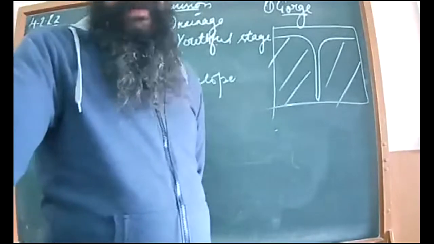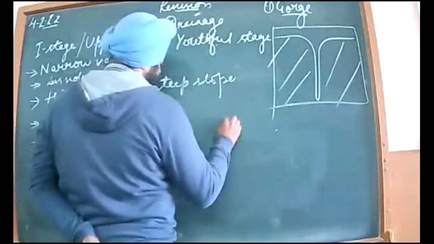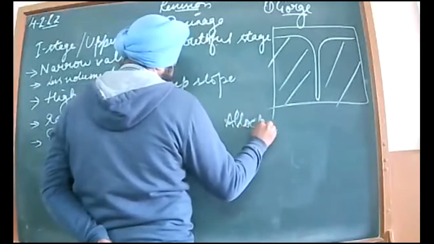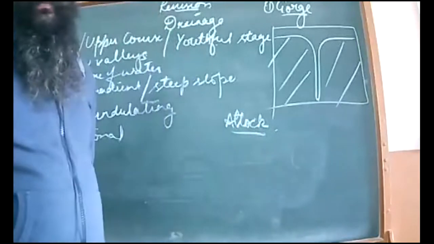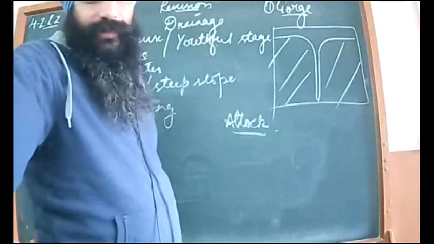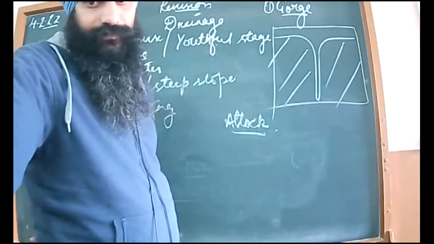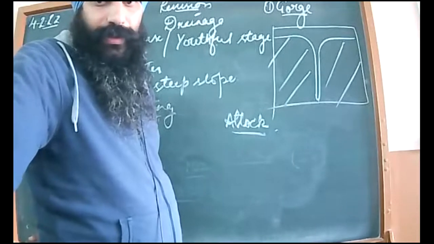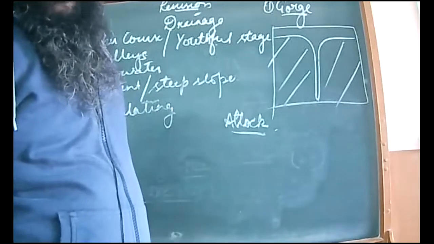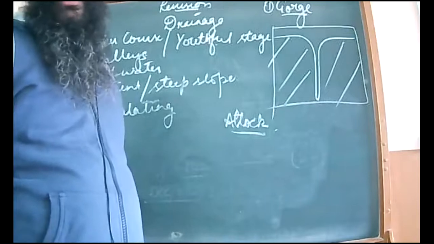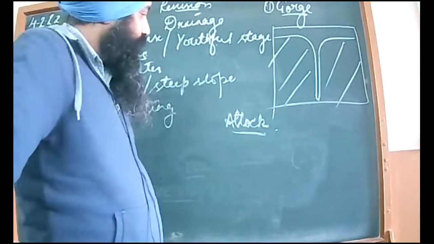Example, the Indus River makes a gorge at Attock. This is a place situated near the India-Pakistan border. At Attock, the Indus makes the gorge. Clear? Till there, any questions? The gorge is formed by the Indus River at Attock in Jammu and Kashmir, where the border is shared by India and Pakistan.